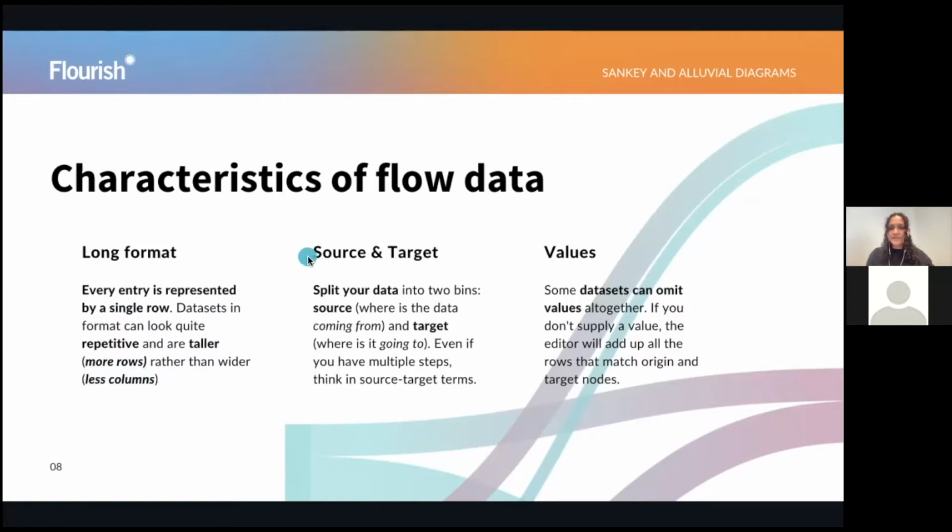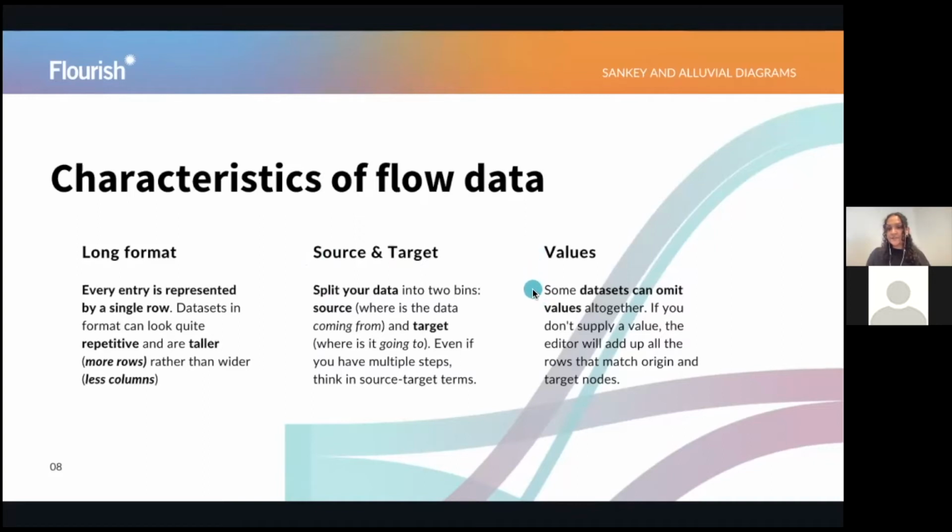The second characteristic is source and target. Essentially, if you think about your data for building a Sankey, you only need to think of two things: what's my source and what's my target? It really helps to identify in which category your data is going to be. And this is 90% of what you need to build a Sankey, properly identifying where it should start and where it should lead.